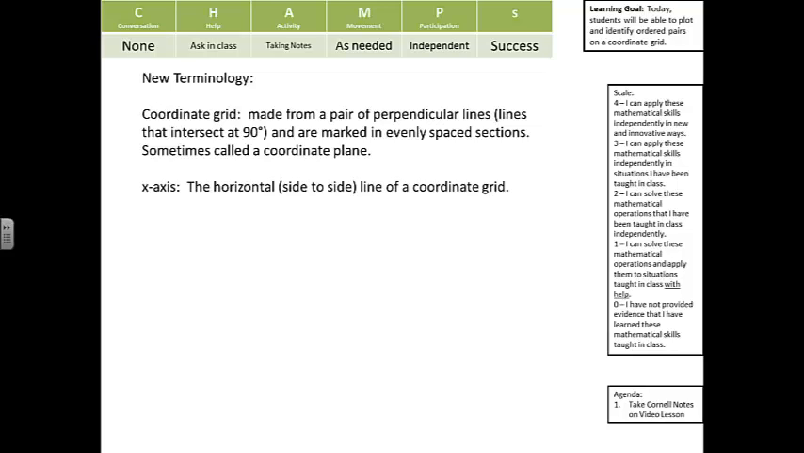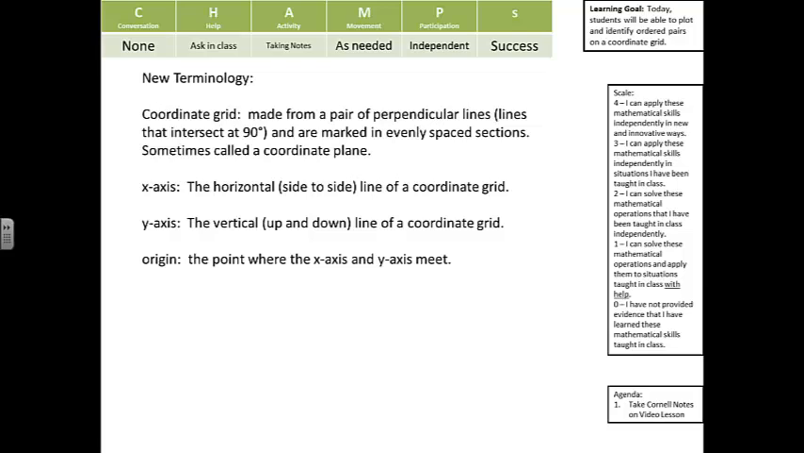We're going to have an x-axis. That's one of the lines that makes up our coordinate grid, and the x-axis is the one that goes side to side or horizontally. We're also going to have a y-axis. That's the second line, and that's the line that goes up and down on our coordinate grid. Where those two lines meet is called the origin, and it has a special point. It's (0, 0).